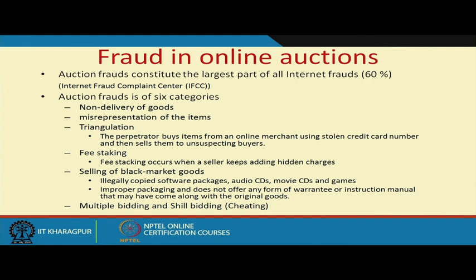One very important phenomenon in the auction market is auction fraud, and this is particularly true in case of C2C auctions. In fact, auction fraud constitutes the largest part of all internet fraud. So, this fraud can be classified into 6 categories: non-delivery of goods, and misrepresentation, where the item is shown as something else and delivered as something else.